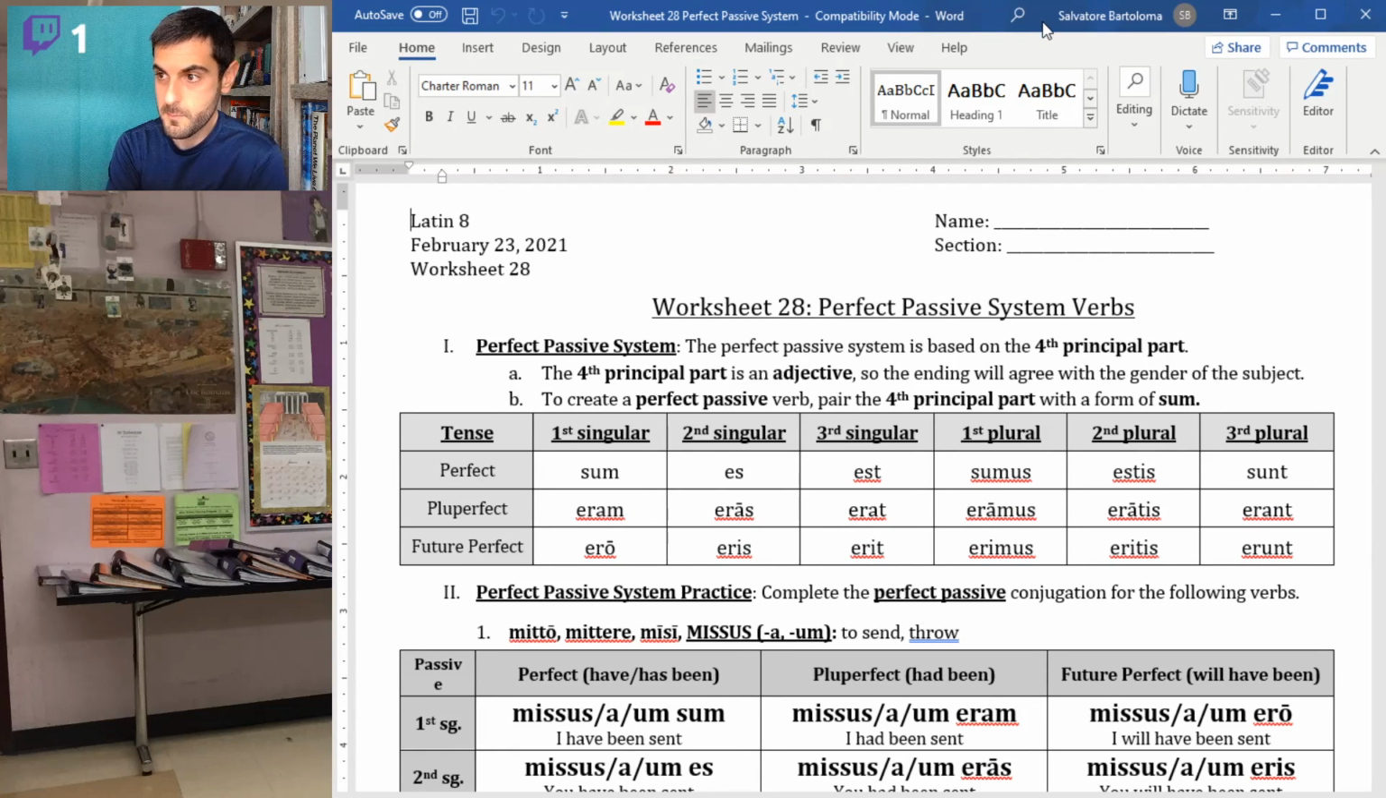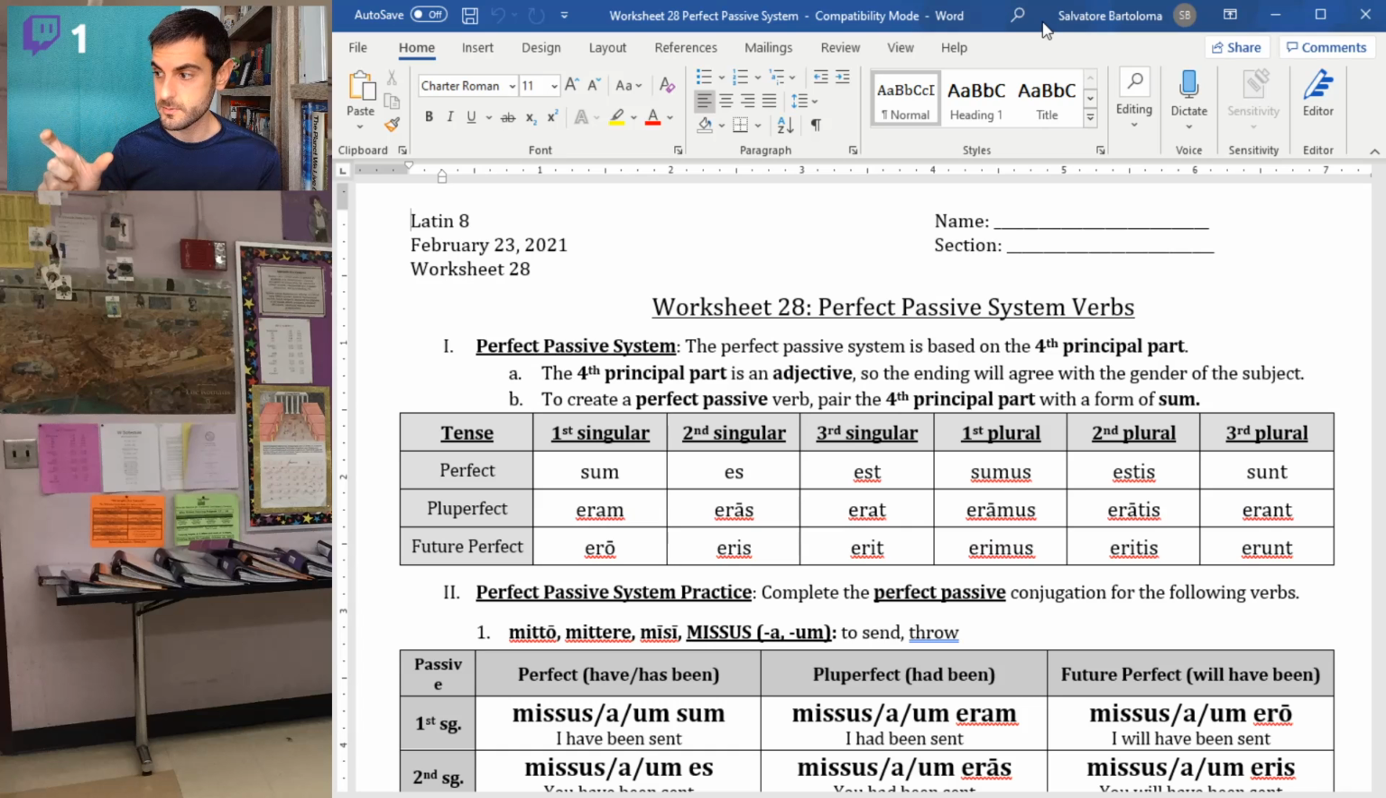We're looking at perfect passive verbs this week. So if you are looking for perfect active verbs, just go back a few videos. That's everything to do with the third principal part. This week we're focusing in on perfect passive. So first thing we talked about is how that fourth principal part is actually an adjective.